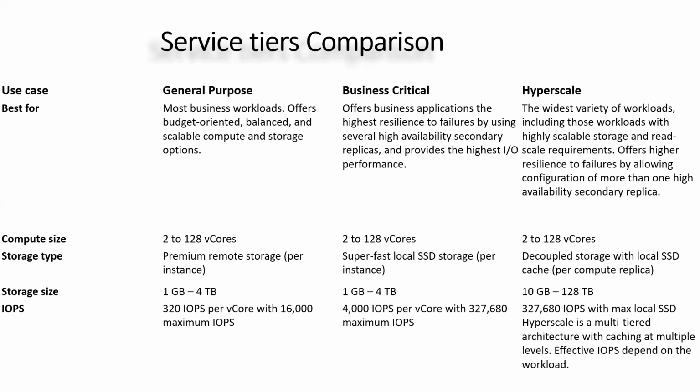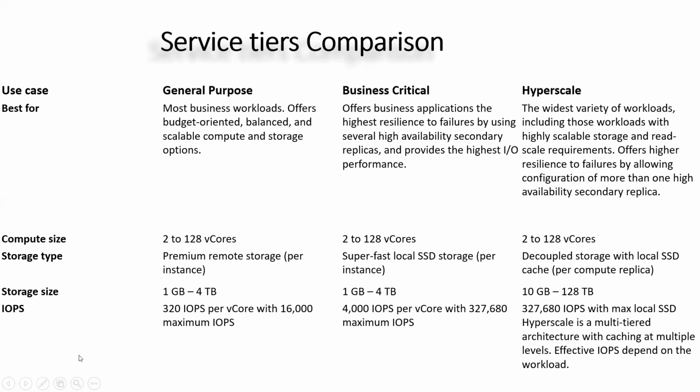And Hyperscale is decoupled storage with a local SSD cache per compute replica. So for the entire replica, they will be using local SSD. That is why it is super fast compared to Business Critical. Storage is 1 GB to 4 GB here, and here also 1 GB to 4 GB. If you come to Hyperscale, 10 GB to 128 terabytes you can use.